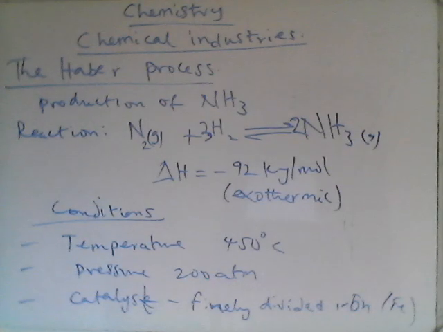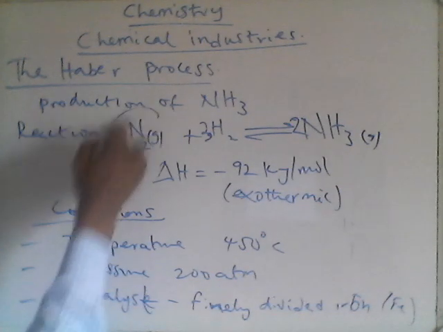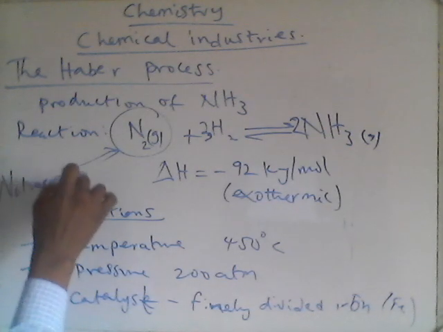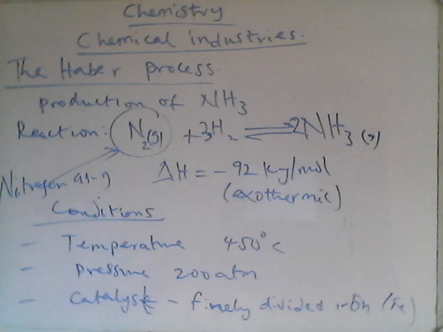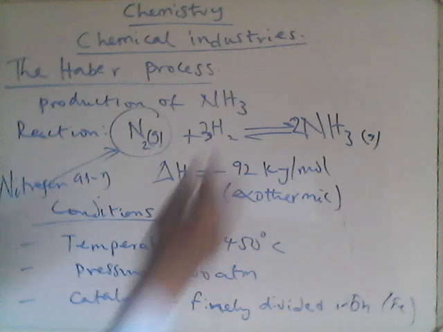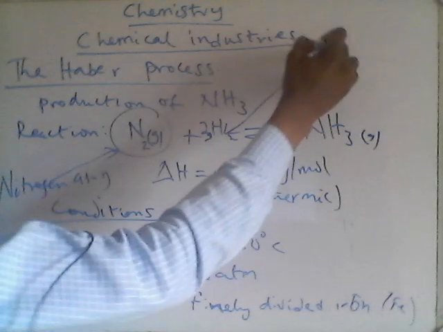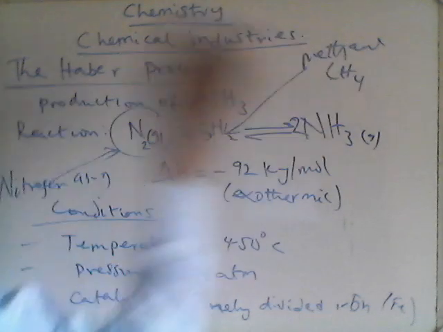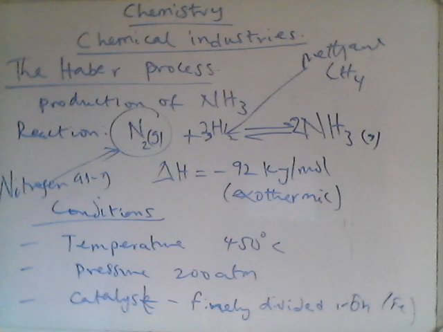So the raw materials are nitrogen from air, and hydrogen from methane or water. So these are the raw materials. So if you are asked what raw materials are used for the Haber process: nitrogen from air, and hydrogen from methane or water. Okay, so what are the uses of ammonia?